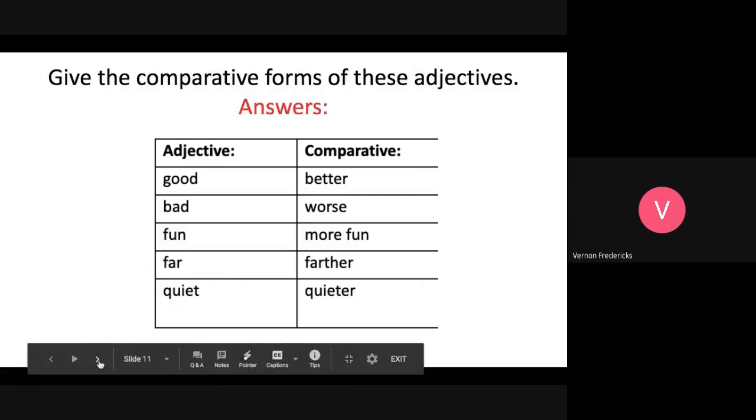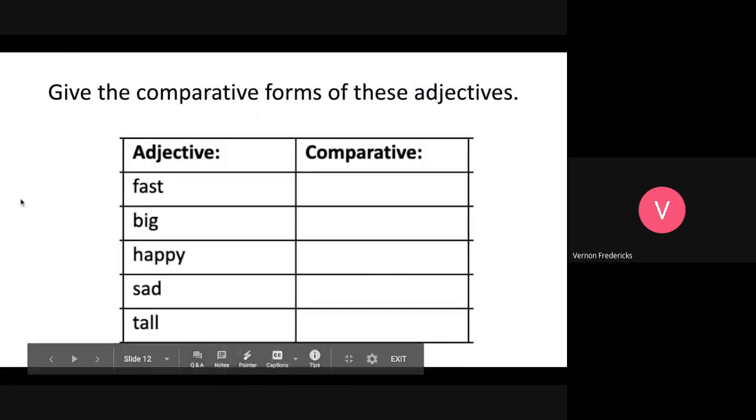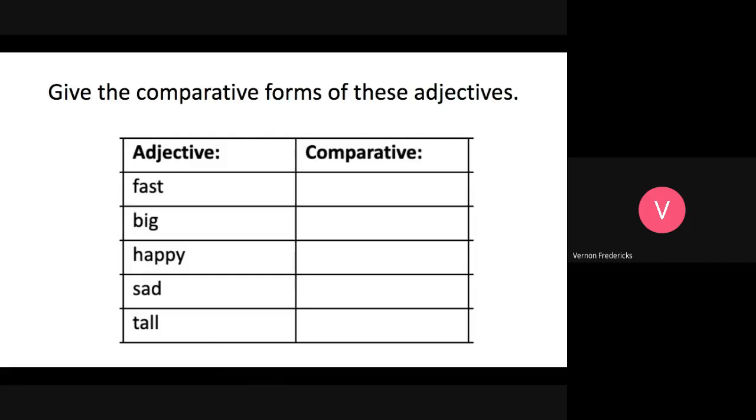Next slide, students. Give the comparative forms of these adjectives: fast, big, happy, sad, and tall. Okay, students, quickly, 3 minutes. What are the comparatives for these adjectives? 3 minutes and start.